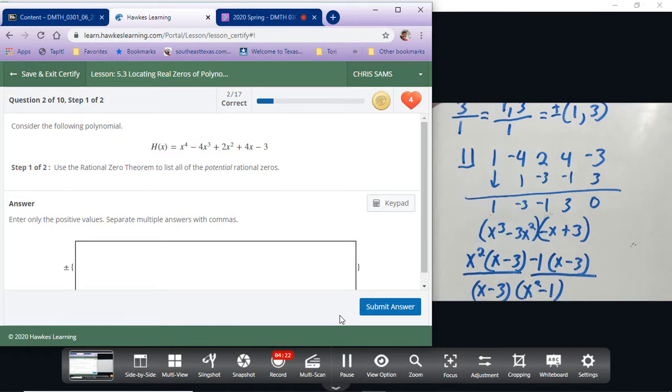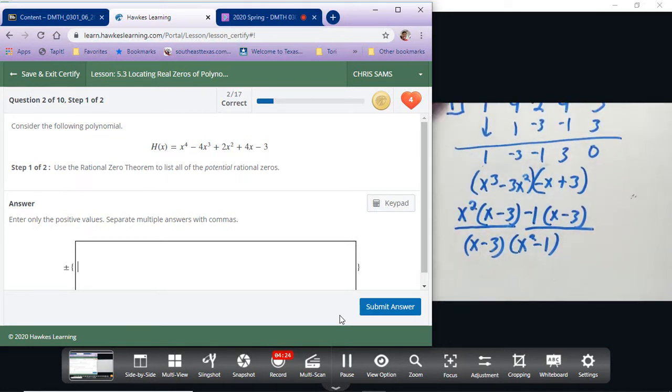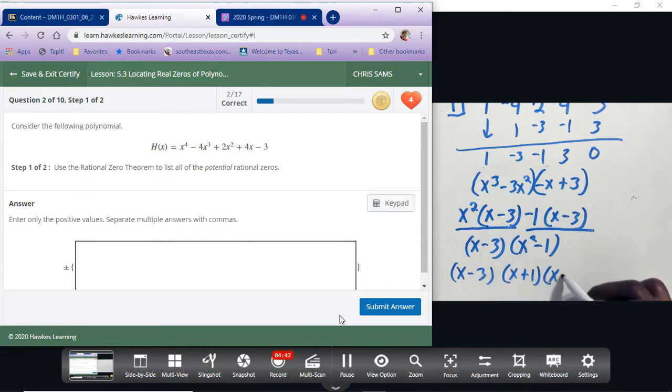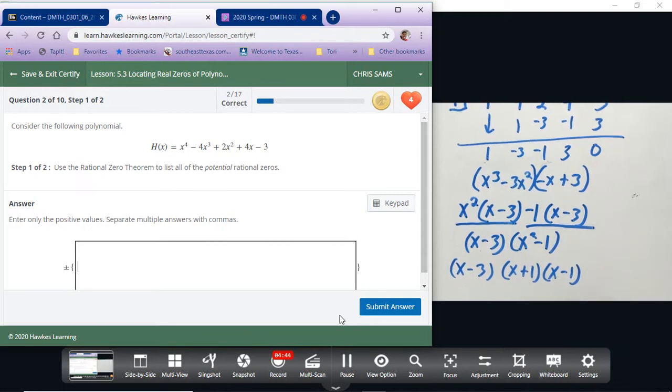Alright, now hopefully if you look at this, you notice this is a difference of squares. So this will factor. So we have x minus 3 as a factor, and then this will convert to x plus 1 times x minus 1. So when you set all of these terms equal to 0, you get x equals 3 as a factor, x equals negative 1, and you get x equals positive 1 again.